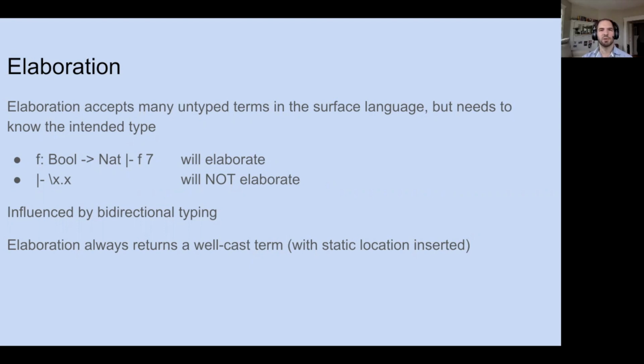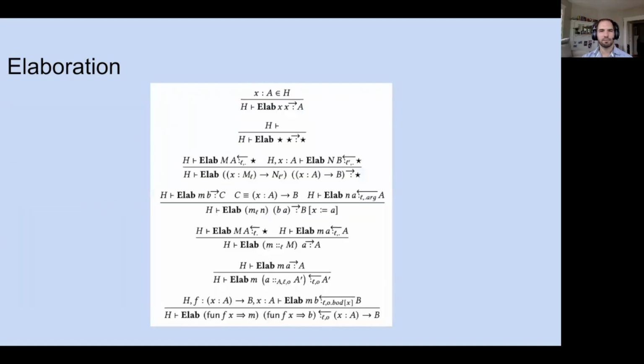Elaboration will always return well typed, well cast terms, with the appropriate static information inserted. Here are the rules for the elaboration procedure. You can see that it follows very closely the bidirectional typing judgments of the surface language.